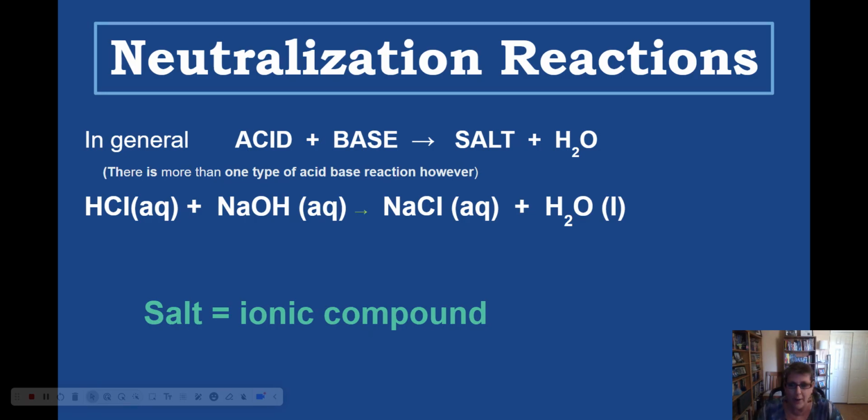So we made water. And then what's left over is the Cl minus and the Na plus. And that is our salt NaCl dissolved in the water. So it gets that AQ designation. A salt can be any ionic compound, not just NaCl. So really any ionic compound, you can call that a salt. All right, so neutralization reactions that we'll do in this class, Chem 130, produce an ionic compound or salt and water.